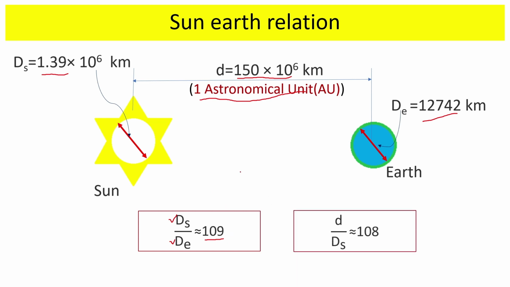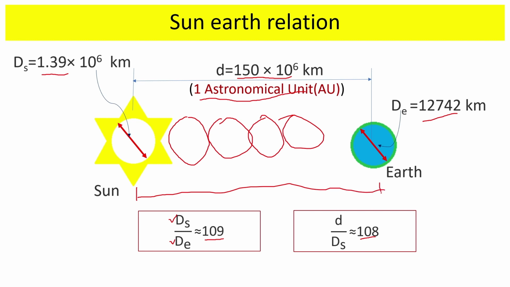Second, the ratio of the distance between the sun and the earth to the diameter of the sun is 108. What does it mean? That we can put side by side 108 suns between sun and the earth. We can accommodate 108 suns, right? So this gives us a better perspective to understand the distance between the sun and the earth and the geometry of the sun and the earth, right?